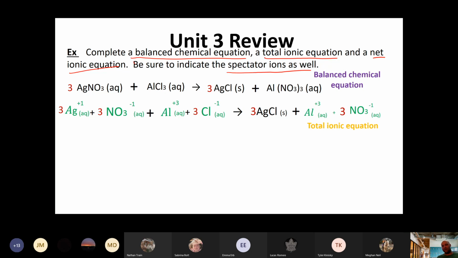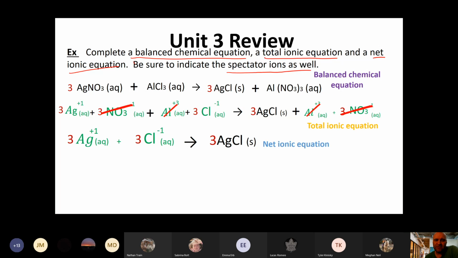As you get to your next equation, you just want to cancel out things that are the exact same on either side. Like we have aluminum that's plus 3, aluminum that's plus 3. We also have 3 nitrates that are minus 1 and 3 nitrates that are minus 1. Once you've canceled, the net ionic equation is just rewriting the stuff that you didn't cancel out. There's that, and that's your net ionic equation. And lastly, the things we did cancel out, those are going to be our spectator ions.